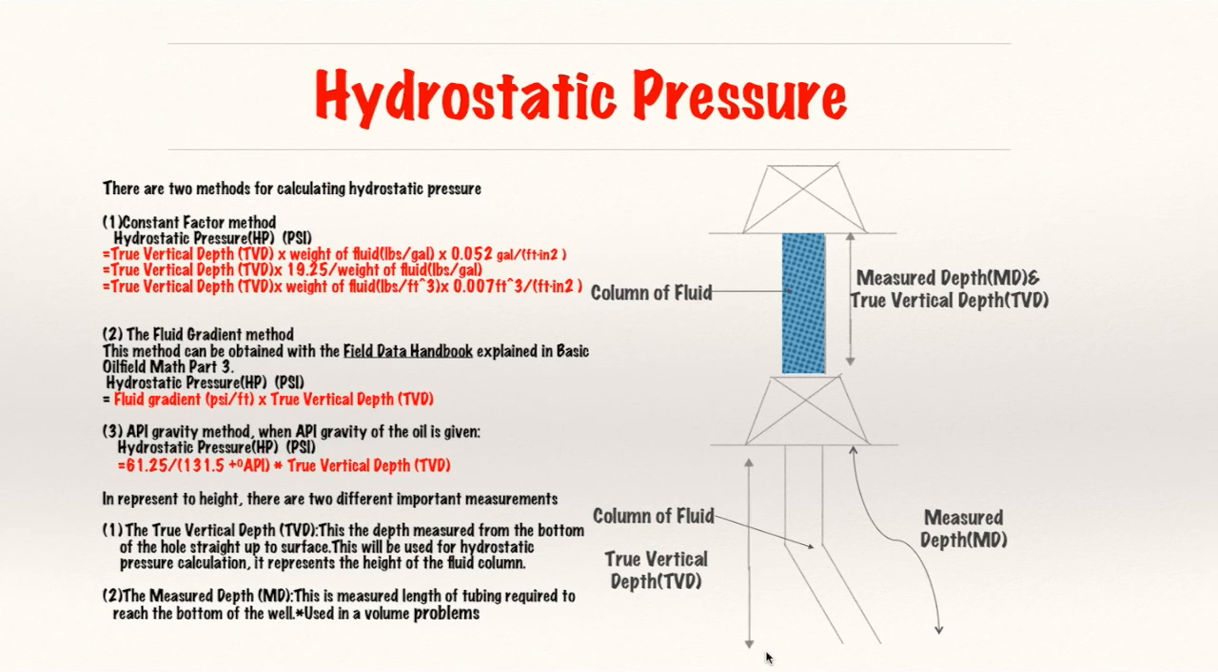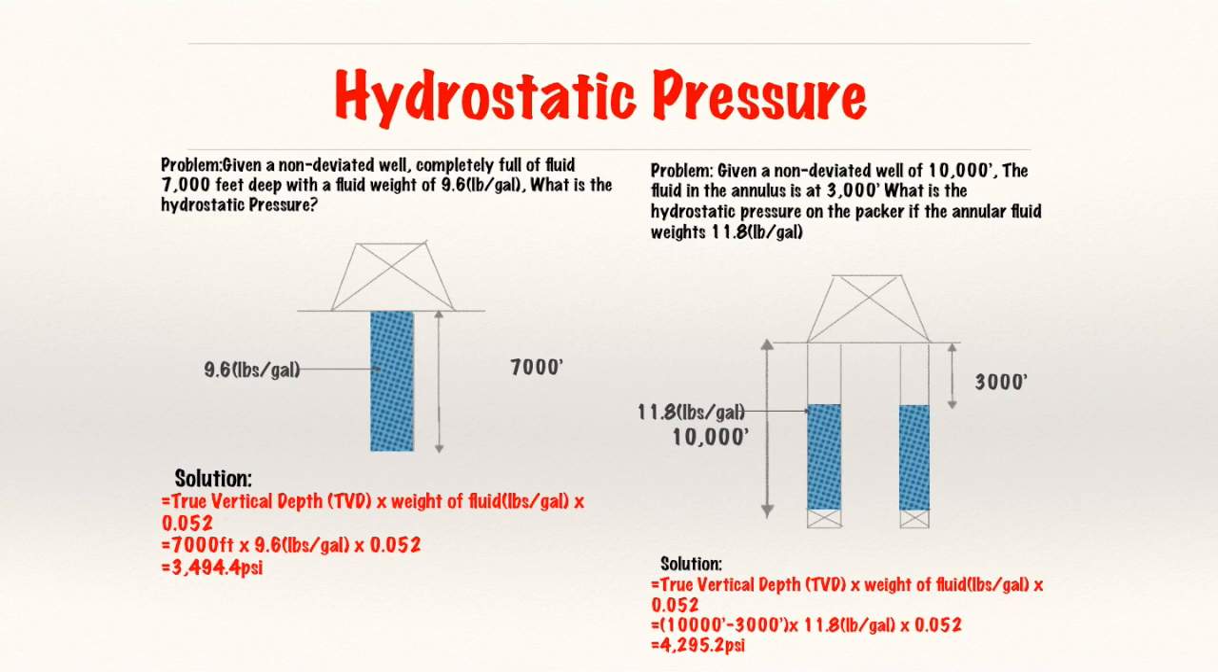Let's get into some problems. So, given a non-deviated well, completely full of fluid, of 7,000 feet deep with a fluid gradient of 9.6 pounds per gallon, what is my hydrostatic pressure? So I know my fluid weight, I know the height of my fluid column, and this is a straight example. Bottom of my wellbore to the surface is 7,000. So I plug in my number, plug in my fluid weight, I multiply by 0.052. I get my answer in pounds per square inch, 3,494.4 psi.